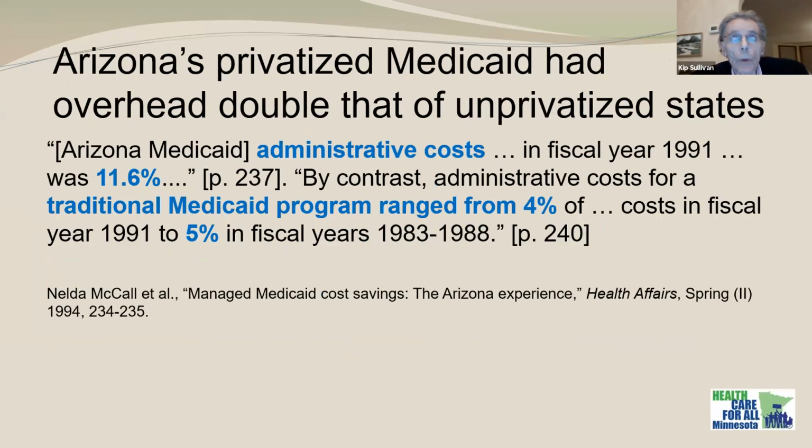Here's the only study I'm aware of that found that after a state privatizes its Medicaid program, the administrative costs for the administering agency double. You see here that they report that Arizona's Medicaid agency had overhead costs of 11.6%. And they compared that to administrative costs for unprivatized, what they call traditional Medicaid programs in adjacent states, which they say ranged from 4 to 5%, which is what we just saw for DHS.